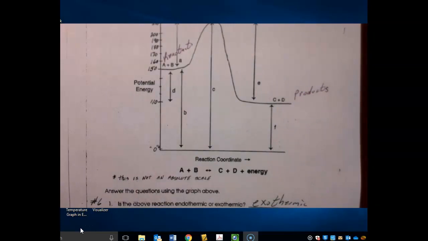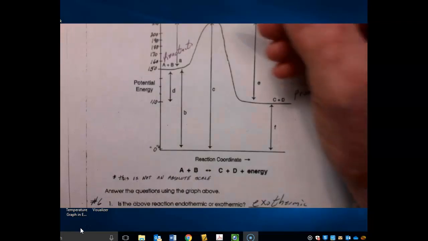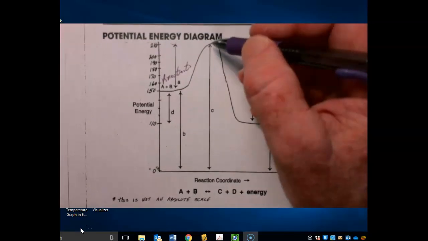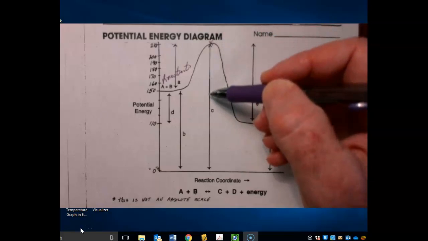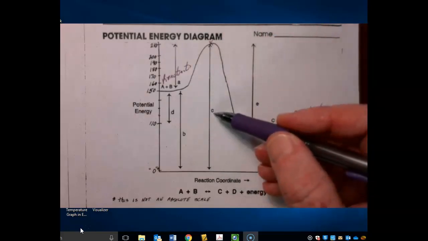Then the next question was: what letter represents the potential energy of the activated complex? The activated complex is up here at the top of the peak, so the energy at the top of the peak would be represented by this letter C.